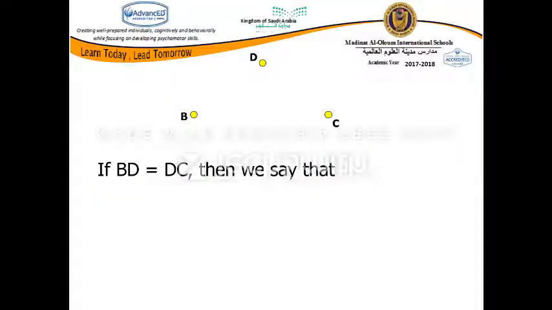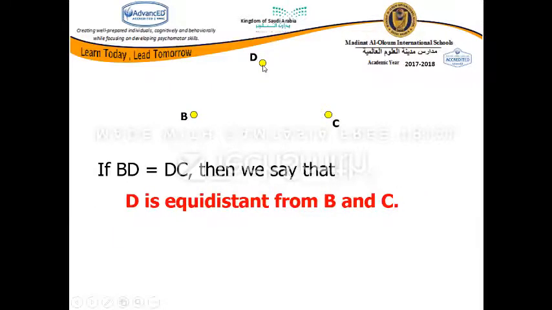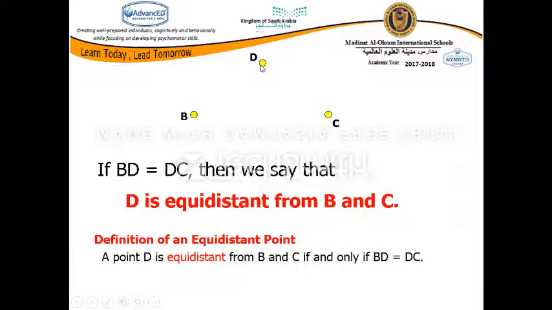At first, as we see here, we have 3 points, B, D and C. If BD, this line segment, equals DC, that means the distance from B to D is the same as the distance from D to C. What can we say about that? We will say that point D is equidistant from B and C. This is the definition of an equidistant point. The meaning of equidistant: if point D is equidistant from points B and C, it means that BD equals DC.